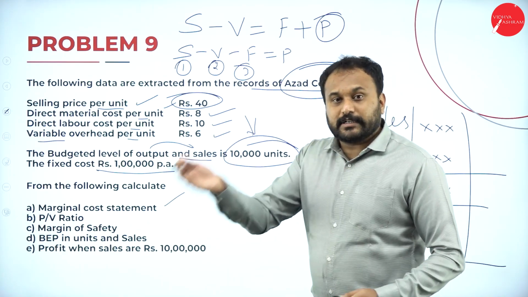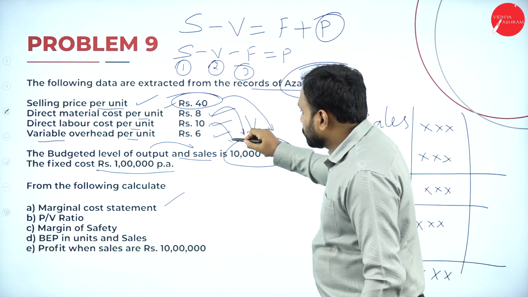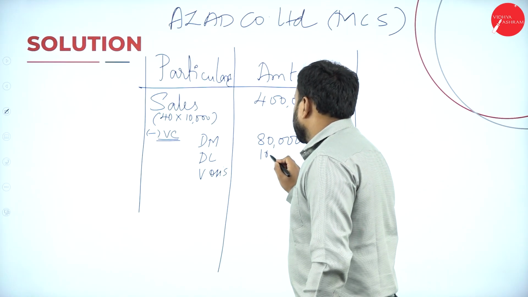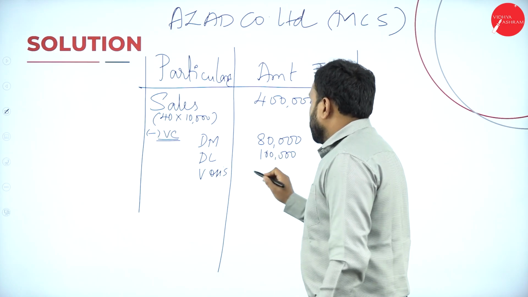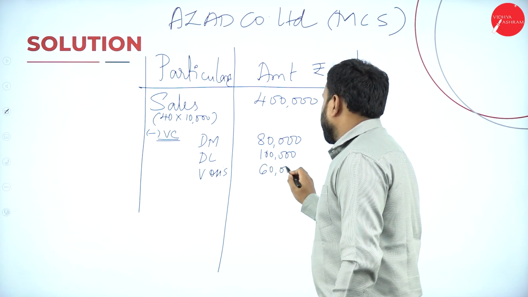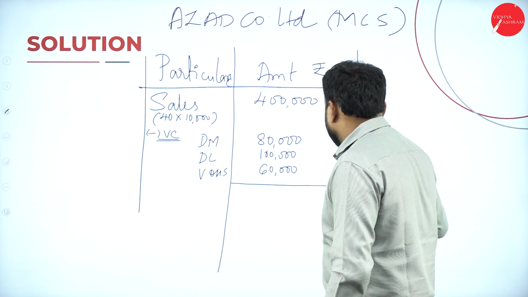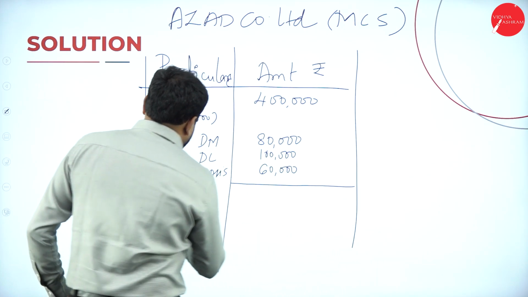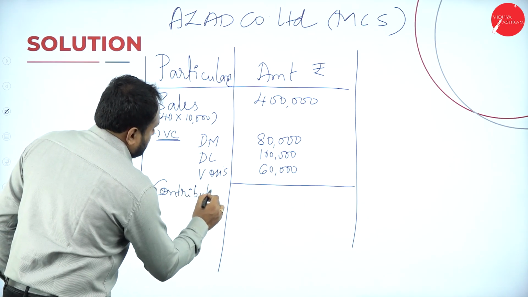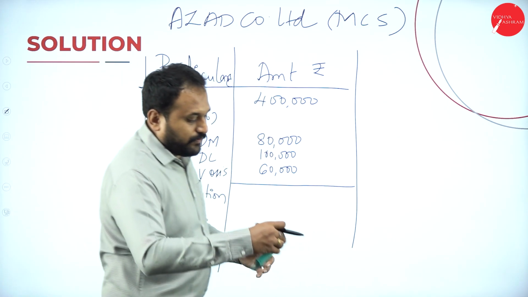Next, direct labor, how much is it? 10. 10 into 10,000. Whatever it is, you are supposed to multiply with the output. So 10 into 10,000 is 1 lakh. Next is 6 into 10,000, that is 60,000. Done. So we are done with variable cost. Now you are supposed to calculate here. We'll put it here, and whatever you get, that is called contribution. Done. Now 4 lakh. Now take your calci. We'll take our calci here.